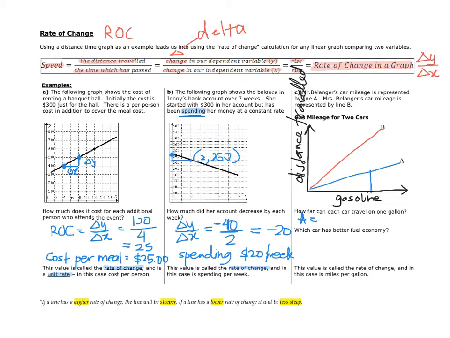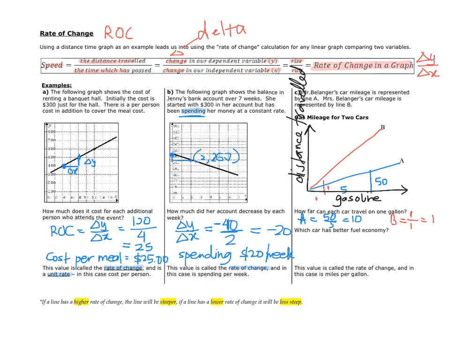From here to here, it is delta Y, which is 50, and delta X is 5. So your gas consumption will be 50 divided by 5, which is 10. And for line B, I picked this point here, which is 1 divided by 1. Delta Y is 1, and delta X is 1, so it's going to be 1.